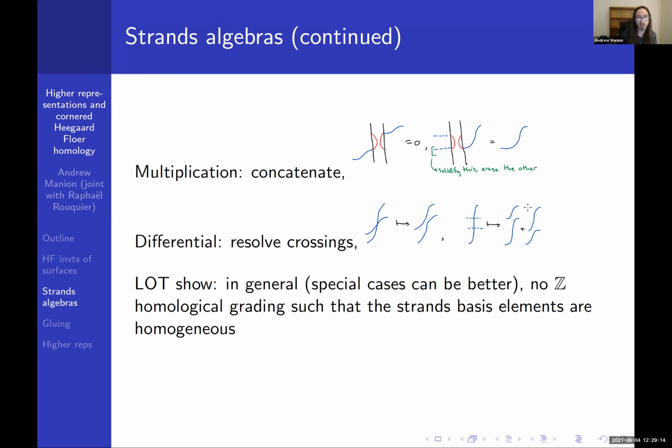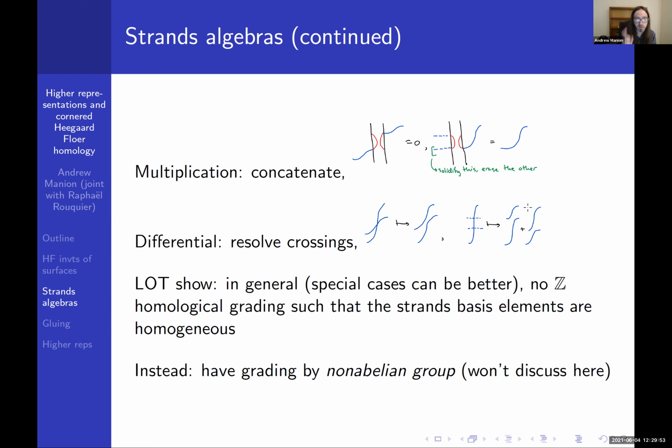Now, you might think there's a grading by the number of crossings or something like this, but in fact these dotted lines mess it up, because here's my moving strand, a dotted one crosses it, but then it's matched to another one that doesn't cross it. So these are really tricky to deal with from a grading point of view. LOT show that if you want to define a Z homological grading such that these basis elements we just gave are homogeneous, that's impossible, even in the simple case of the so-called torus algebra, and in most cases. But there are cases where it is possible, on the other hand.